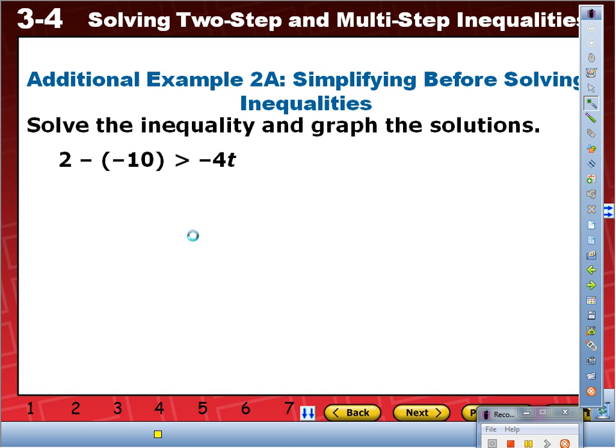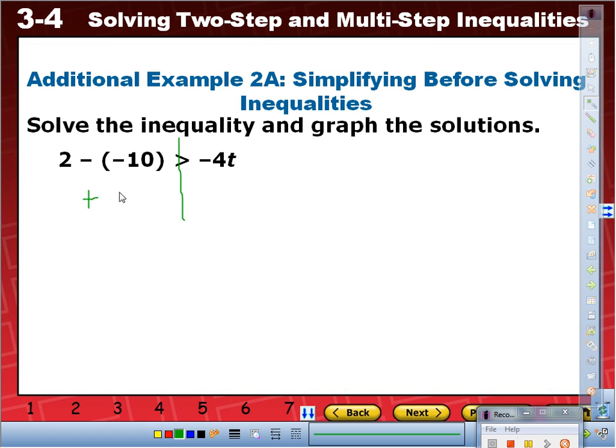Here we go. Line down the inequality symbol. Can we simplify the right side? No. The left side? Yes. So we see that it's a subtraction, so therefore we add the opposite of the second number to the first. So we're left with, what is 2 plus 10? That's 12, greater than negative 4t. What's our last step? Divide by negative 4, divide by negative 4.